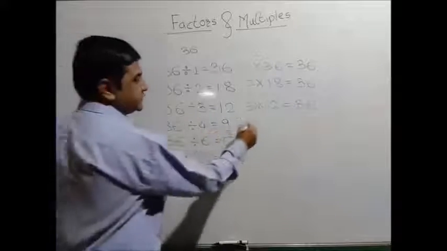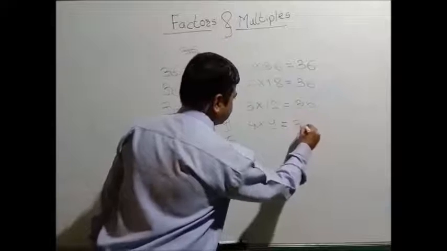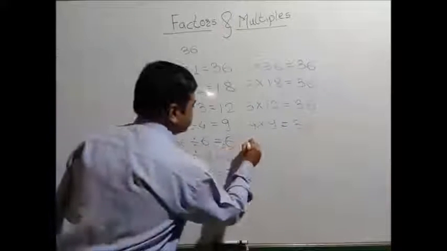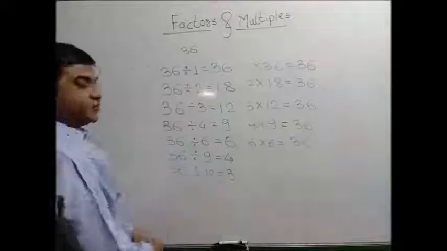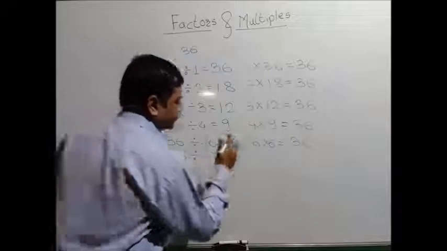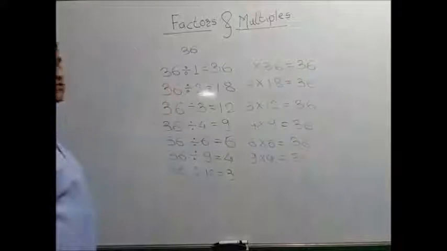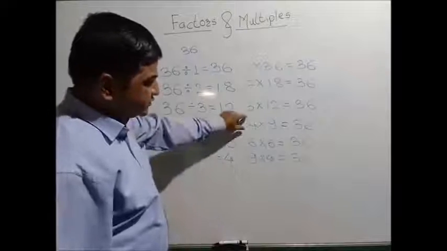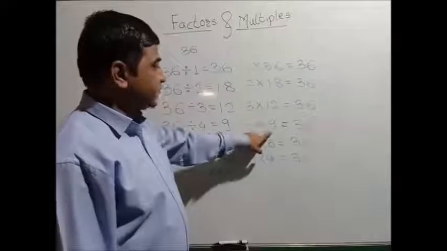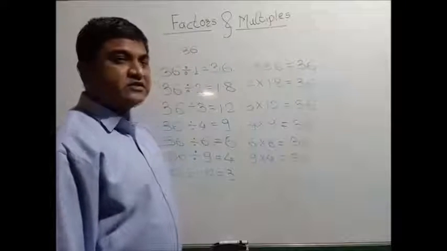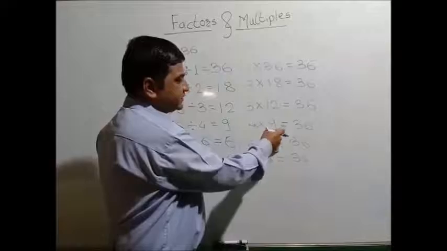4 for 9 times, what will I get? 4 for 9 times, I will get 36 again. Okay, now 6 for 6 times, again I will get 36. Now if I go for the next thing, I will take 9 for 4 times. Is it 36? Yes. But can you see here that 4 multiplied with 9 gives 36. It means if I take 4 for 9 times, I will get 36. As multiplication is commutative, we can change the position of the numbers from first to second and second to first.